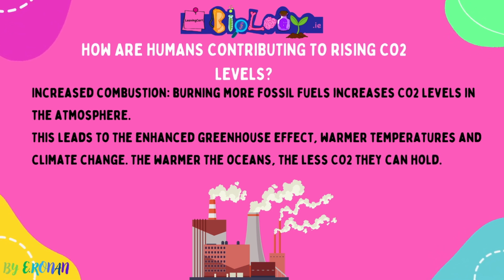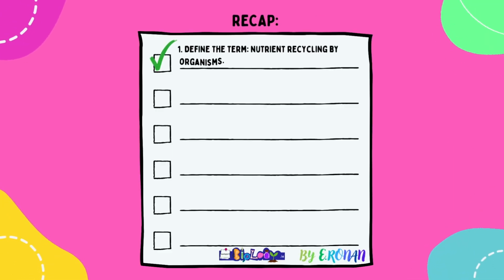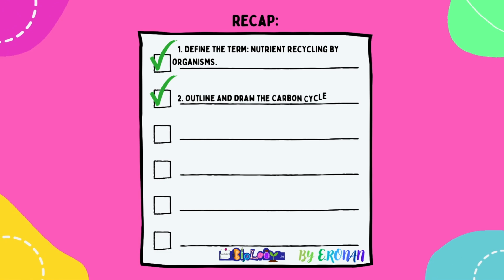So that is the carbon cycle, nice and short one. So you have to be able to define the term nutrient recycling by organisms, and you also have to be able to outline and draw the carbon cycle.